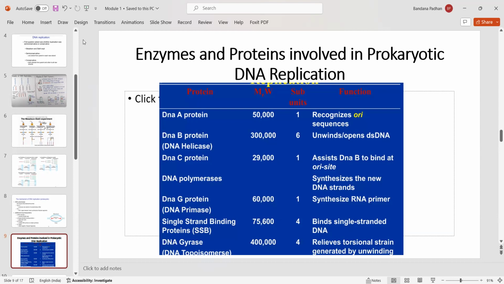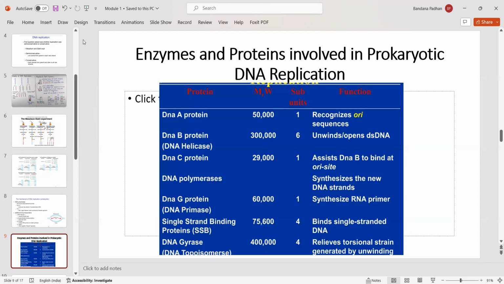They usually synthesize the new strand of DNA. Another protein, DnaG protein, or we can say it is a primase enzyme, which has a molecular weight of 60,000 and only one subunit, and it synthesizes the RNA segments or RNA primer. The protein single-strand DNA binding protein has a molecular weight of about 75,000, has 4 subunits, and binds the single strand of DNA.